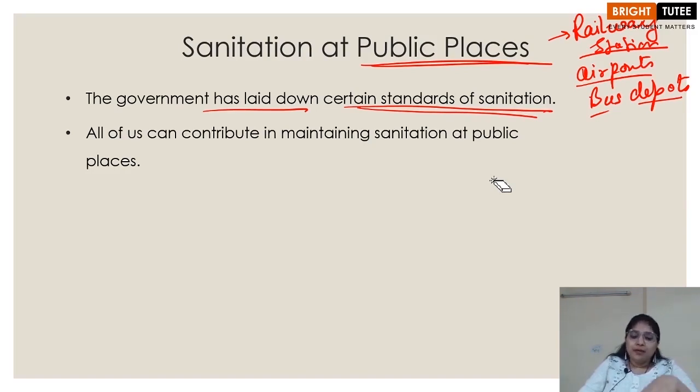You must have seen in public places there are two bins, the green color bin and the blue color bin, where you can segregate your garbage. If you have paper packets, chips packets, biscuit packets, you can throw them in the blue bin. So in this way, the government has laid down certain standards and rules as to how the sanitation of such places has to be maintained. Apart from that, we also should be able to contribute in maintaining the sanitation. How can we do that?